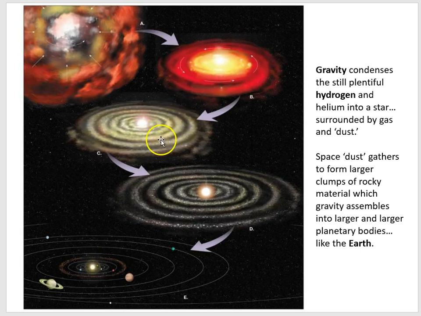And those heavier elements, those molecules, will assemble into smaller particles, and then gravity will assemble them into larger particles, and then small rocks, and then larger rocks and rocky bodies and planetary bodies, and pretty soon you have planets. Now, that process may take tens of millions of years, but that's the idea of how solar systems form.